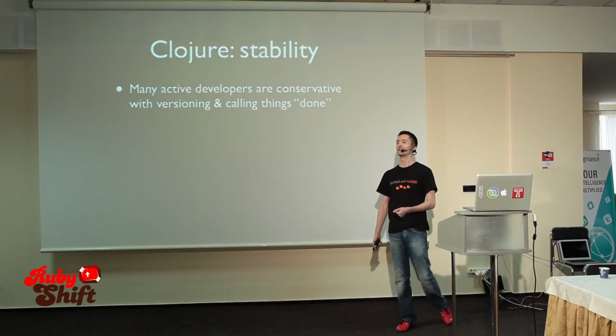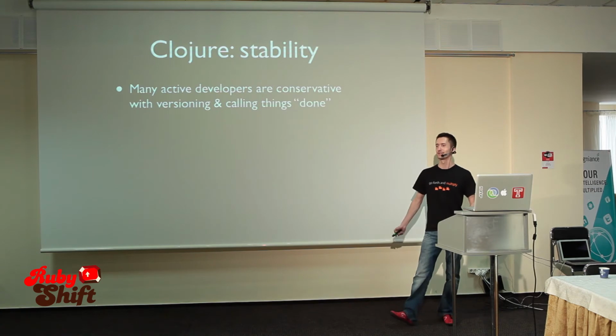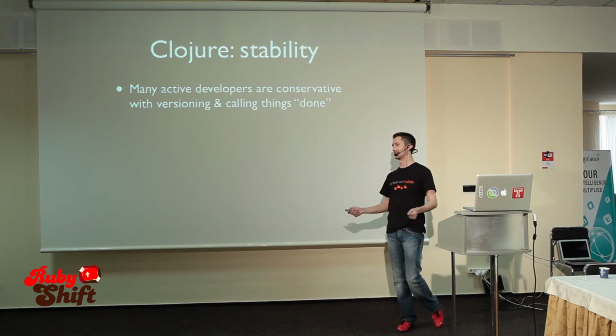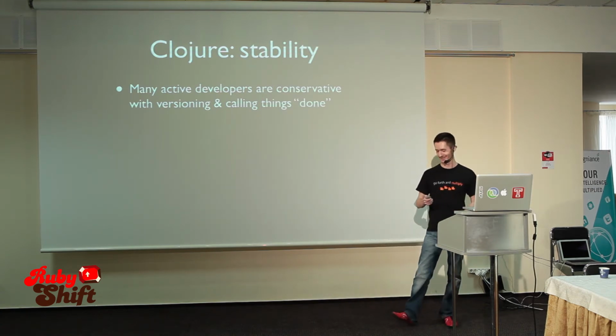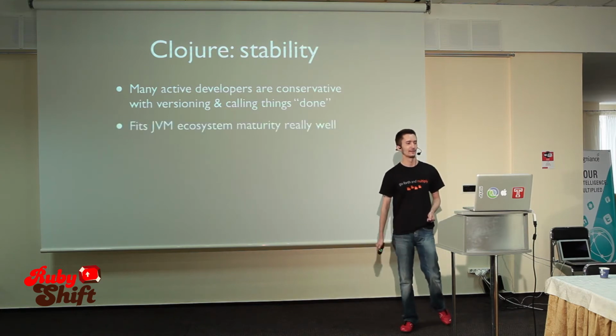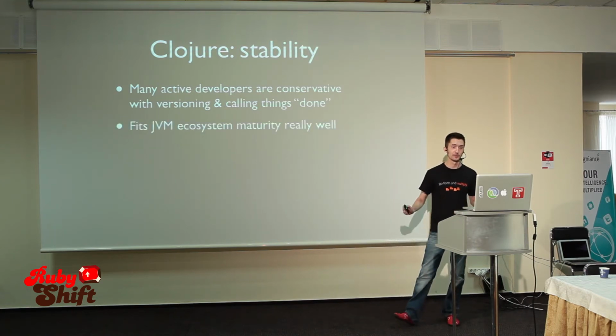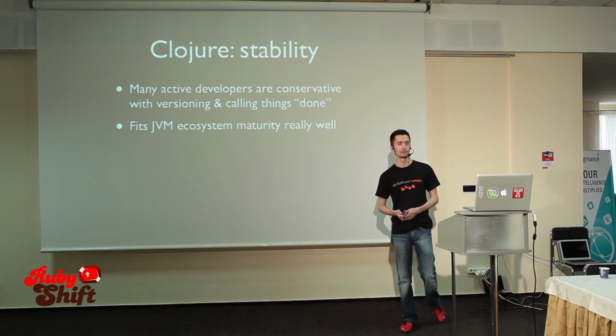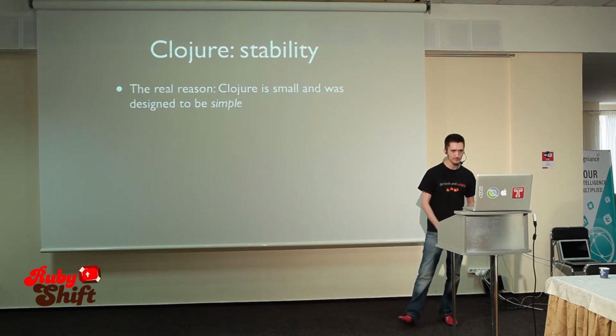Many active Clojure developers are very conservative with versioning, maybe sometimes too much, in calling things done. So if you see versions like 0.0.1, unfortunately, sometimes that's actually a library that's a year old and is pretty good, and you can use it without fears, but the fellow who develops it is so conservative that it is a little ridiculous. And the entire story fits the JVM ecosystem maturity very well.